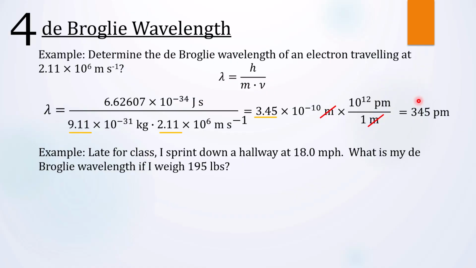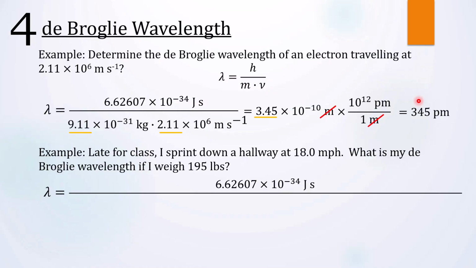Well, what about me? What if I'm late to class or whatever appointment that I have, and I have to sprint, let's say at 18 miles an hour. So what's the de Broglie wavelength if I weigh 195 pounds? All right, well, again, plug in my expression here.